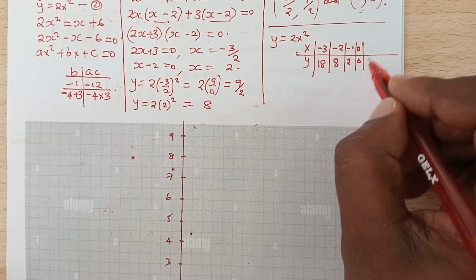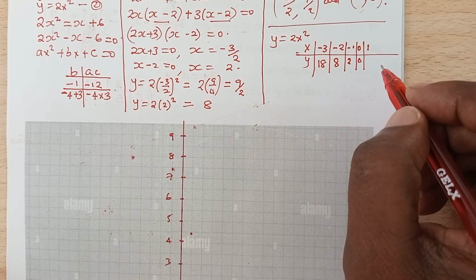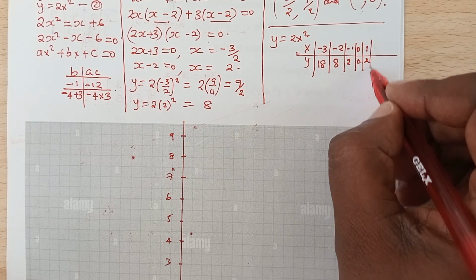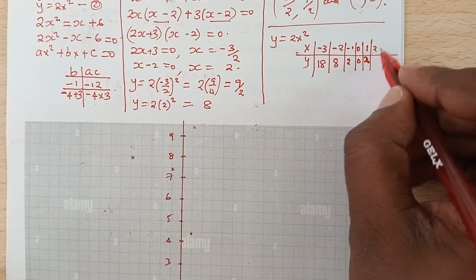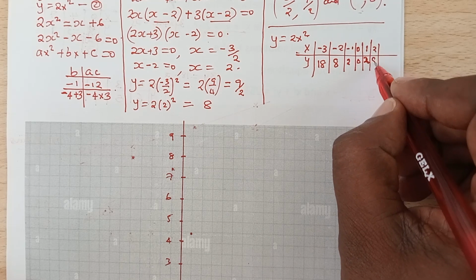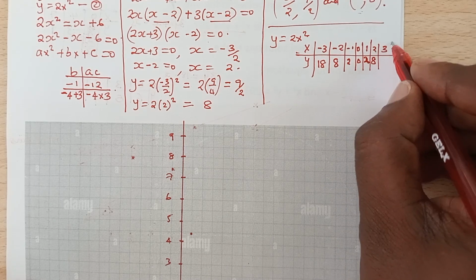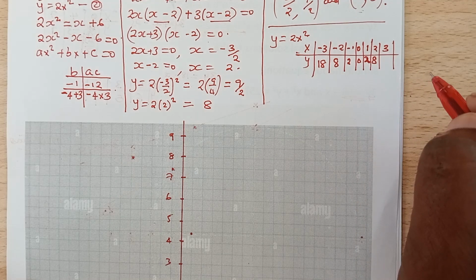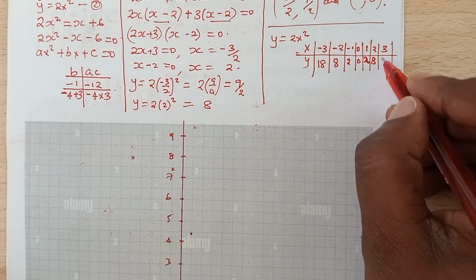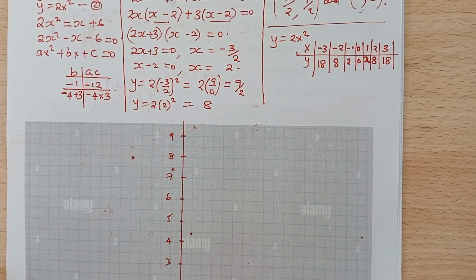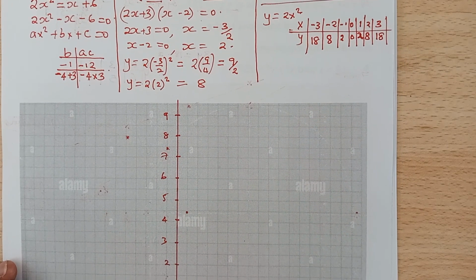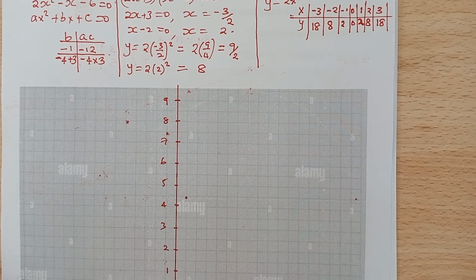When x is 0, y is 0. Let's have 1. 1 squared is 1, times 2 is 2. Let's have 2. Again, 8. Let's have 3. 3 squared is 9. 9 times 2, 18. And you can always now plot that graph. Let us plot that graph.